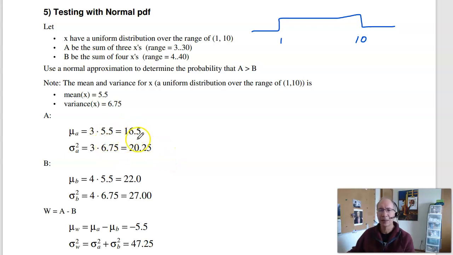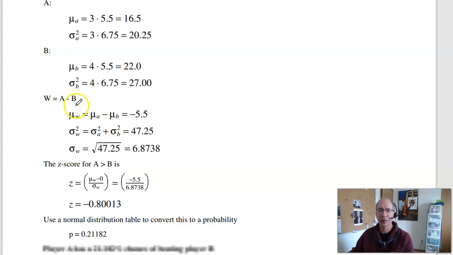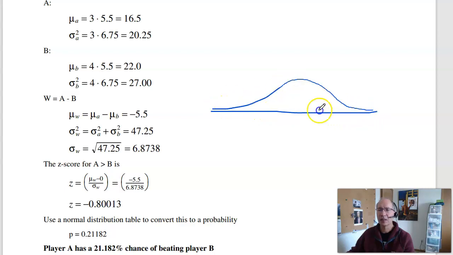I have 3 x's for a, 4 x's for b. Now form a new variable, w. W is a minus b. The mean of w is mean of a minus mean of b, minus 5.5. The variance of w is the variances added. They don't subtract, they add. Kind of figure if they subtracted, I could have a negative variance. That's nonsense. They'll always add. Take the square root, it's 6.8. So here's the mean, minus 5.5.